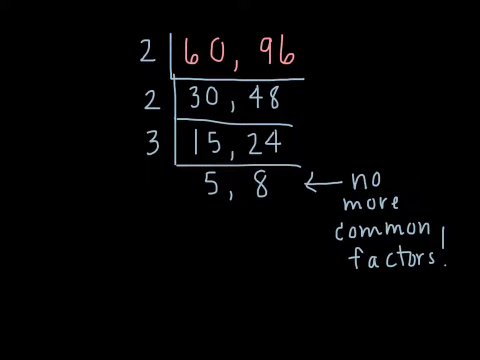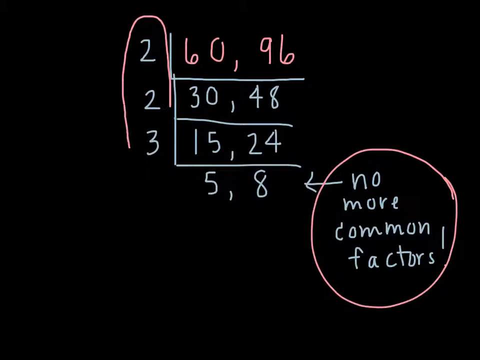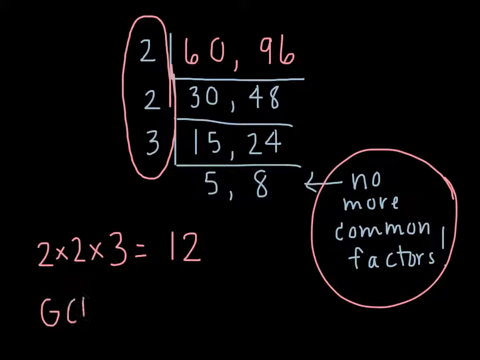And here's the solution of the greatest common factor of 60 and 96. You'll notice that I stopped down here when there were no more common factors between 5 and 8 other than 1. And so over here on the left-hand side, I have 3 factors that I divided out. First I divided out a 2, and then another 2, and then another 3. And all I need to do is multiply these together. 2 times 2 is 4, and 4 times 3 is 12. So my greatest common factor here is 12.